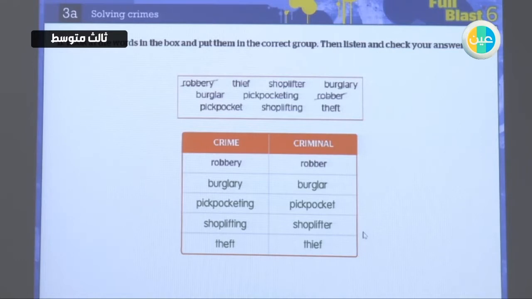Robber is somebody who steals money from a bank, a shop, or a vehicle using force, of course. While burglar is somebody who enters building illegally with the intention of stealing things. Pickpocket is somebody who steals money from people's pockets. Shoplifter is, as we mentioned before, somebody who steals goods from a shop. A thief is somebody who steals something from another one or from people.